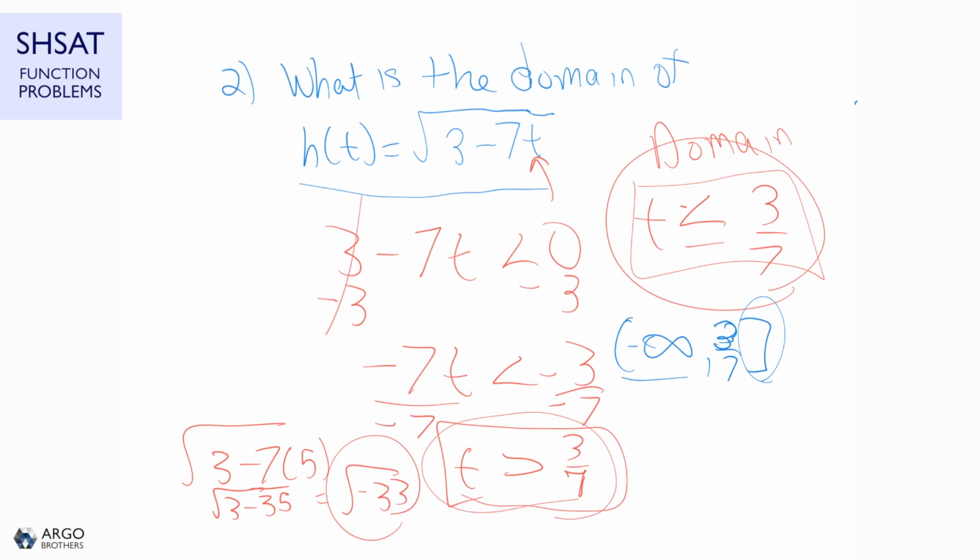Okay, great. And the reason why you don't put brackets right next to negative infinity or infinity is because nothing can ever be equal to that. So always put parentheses.